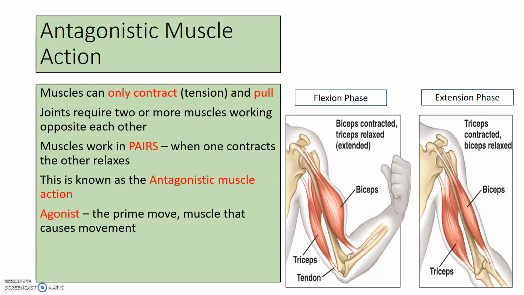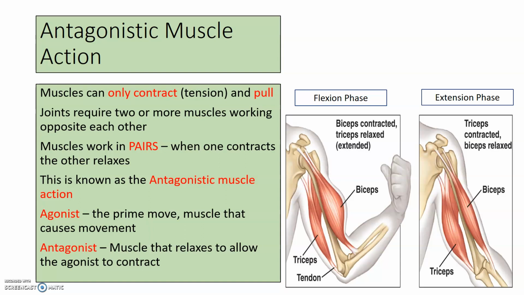And more specifically, we need to know these two specific examples. An agonist is referred to as the prime mover, the muscle that causes the movement. And the antagonist is the muscle that relaxes during that specific movement, and this allows the agonist to contract. So let's look at this in a bit more detail with this example on the right hand side.